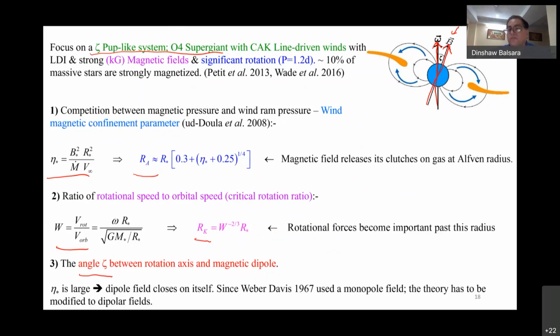Okay. And another question is, how do you differentiate between a jet and a wind in this scenario? So is it a jet outflow or a wind outflow? There are no mechanisms for jet formation as such in this situation. There are no known jets coming out of magnetic massive stars. So it's basically all wind.